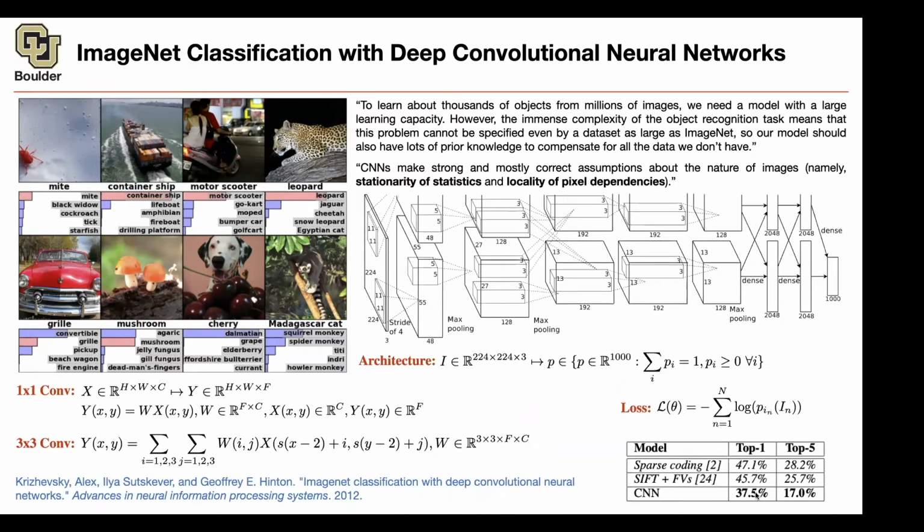Can you explain that table just a little more? Like what do those numbers represent, and what is top 1 and top 5? That's a good question. The model is going to predict 5 outputs, as you can see here, the 5 most probable ones. For instance, for this image, it's predicting mite, black widow, cockroach, tick, and starfish.